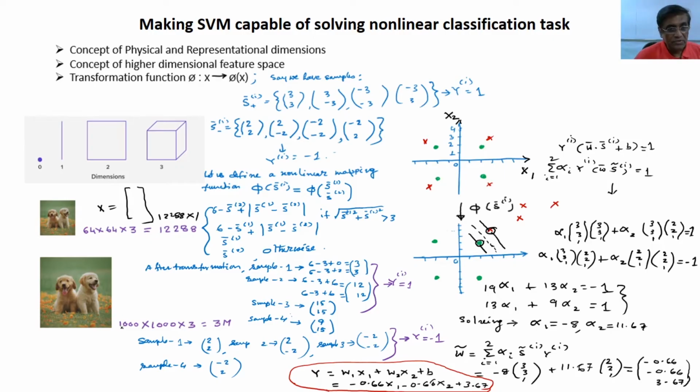If I have a bigger image, 1000 cross 1000 size with 3 channels, I will require a 3 million cross 1 vector to represent this. So these are called representational dimension. Higher dimension, lower dimension. In this context, you should understand that they are basically abstraction beyond the 4th dimension.